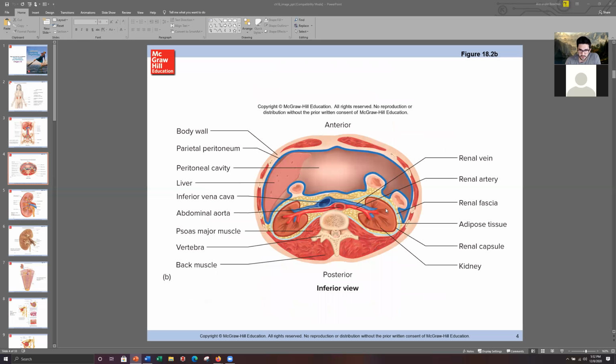So if we look here, we can see that this blue bit right here, all of this blue stuff is the parietal peritoneum. And we can see that the kidneys sit behind that.